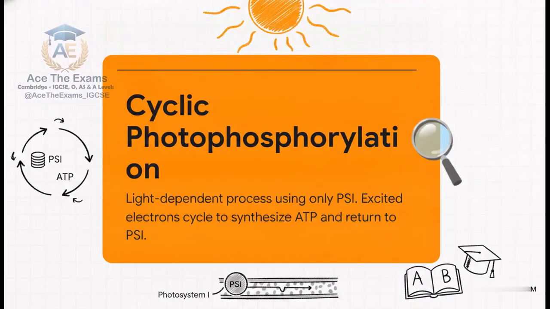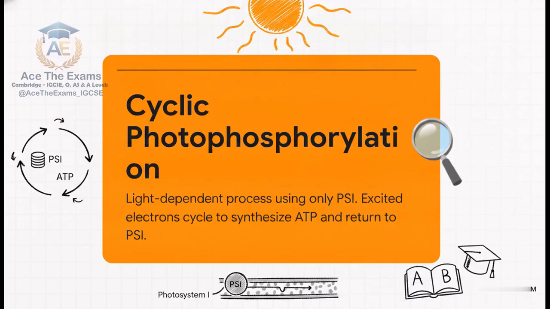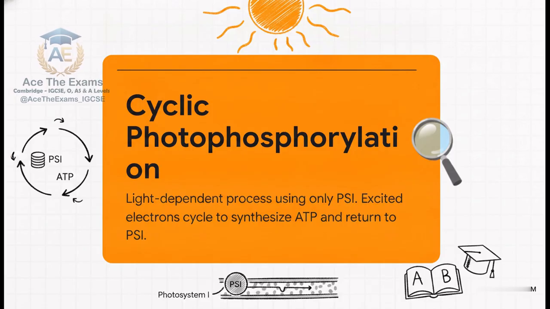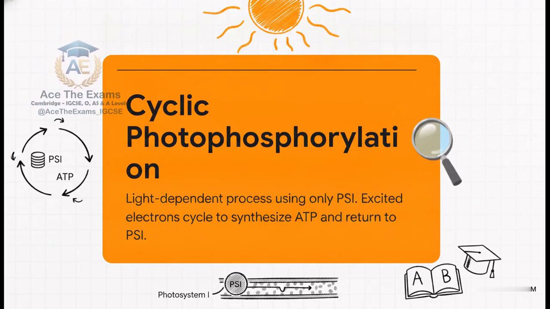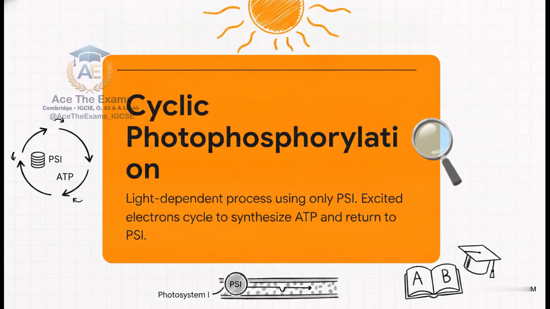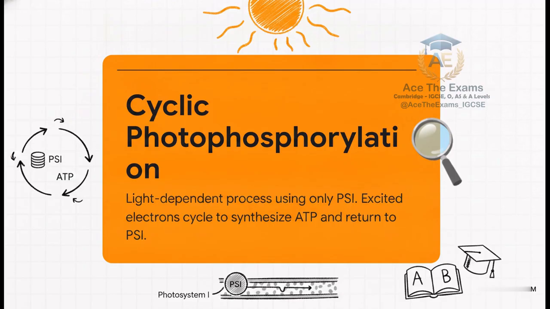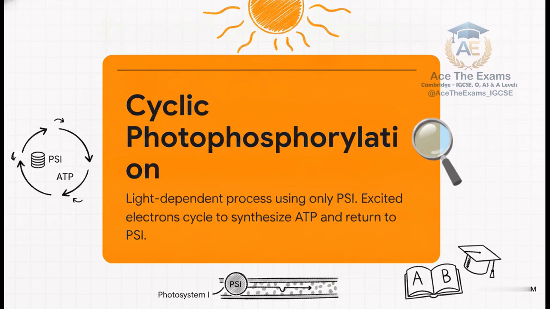We need to lock down the core theoretical principles first. So, cyclic photophosphorylation is a light-dependent process. And notice the specificity here. It involves only photosystem 1, or PSI. In this process, excited electrons cycle through an electron transport chain for the express purpose of synthesizing ATP, before those exact same electrons return right back to PSI. The cycle is completely closed, hence the name, right? Cyclic. It's kind of like a water wheel, where the water is pumped right back to the top to be used all over again. The causal relationships here are incredibly precise, and your definition needs to be just as precise.